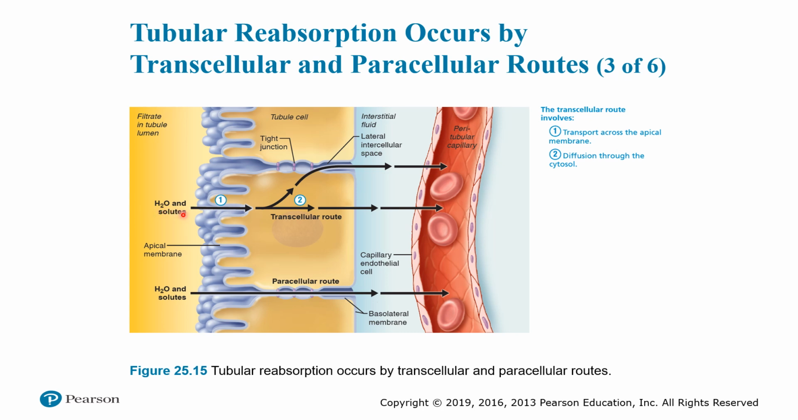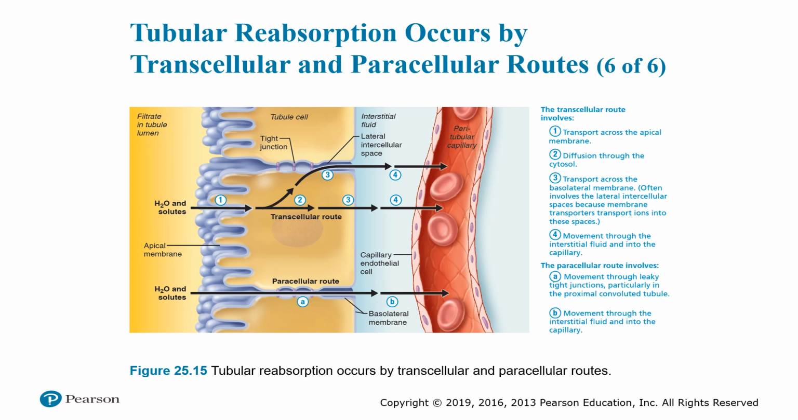Now they diffuse through the cytosol, and they are transported across the basolateral membrane into the interstitial fluid. They can also go through the lateral intercellular space to the interstitial fluid, or they can go straight through this. Now they move through the interstitial fluid and into the capillary.